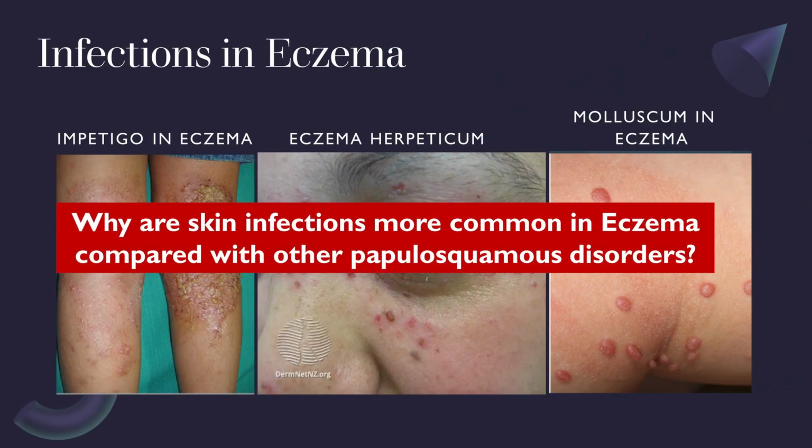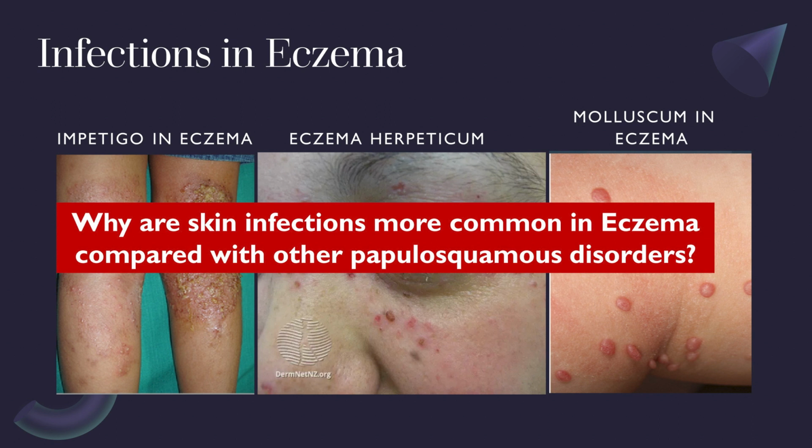Okay, infections in eczema. I'm sure each and every one of us has either seen it, treated it, dealt with it, grumbled over it. It's very, very common. So this is impetigo, as you can see with the crusted yellow lesions. That's the giveaway on a background of eczema over the popliteal fossa. This is eczema herpeticum, as you can see from the crusted erosions over the V1 trigeminal nerve.